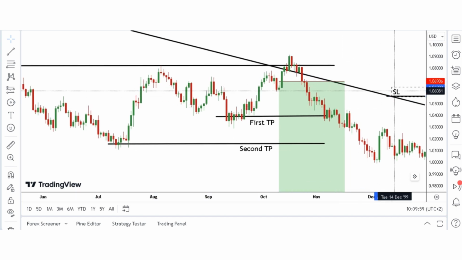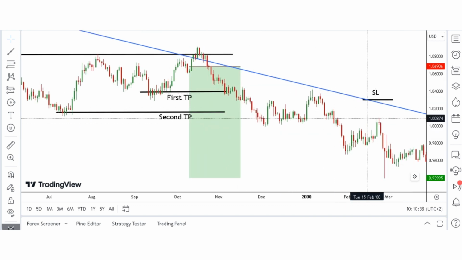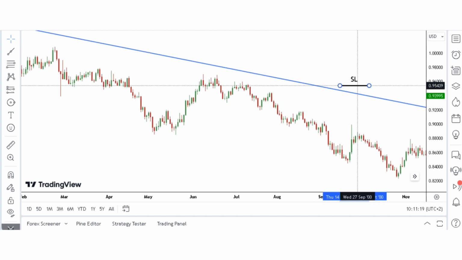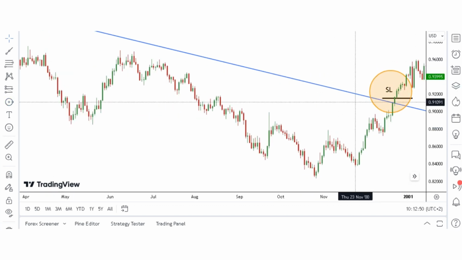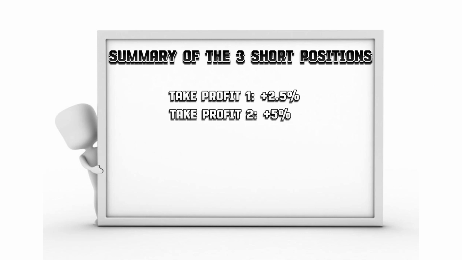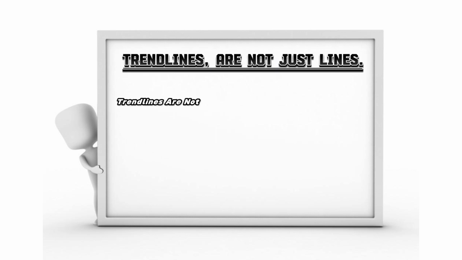We continued to adjust our final stop loss above the trend line. The price maintained its downward trajectory until we were eventually stopped out at around 0.91 area, securing a profit of about 15%. In summary, we had 3 positions that yielded profits of 2.5%, 5%, and 15%, each with a stop loss of 2.5%.